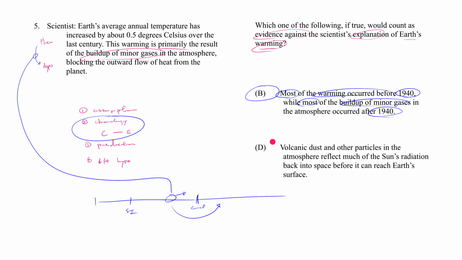D is doing something very similar. Volcanic dust and other particles in the atmosphere reflect much of the sun's radiation back into space before it can reach Earth's surface.